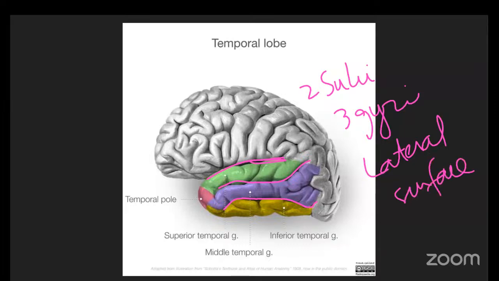The first sulcus is the superior temporal sulcus, and the second is the inferior temporal sulcus. In between them, we have the superior temporal gyrus, which is color coded green here. Then we have the middle temporal gyrus, and then the inferior temporal gyrus. The inferior temporal gyrus starts on the lateral surface, but it also goes onto the inferior-most surface and continues on the inferior surface of the brain. So this is also the portion which is in contact with the middle cranial fossa. Let's move on.